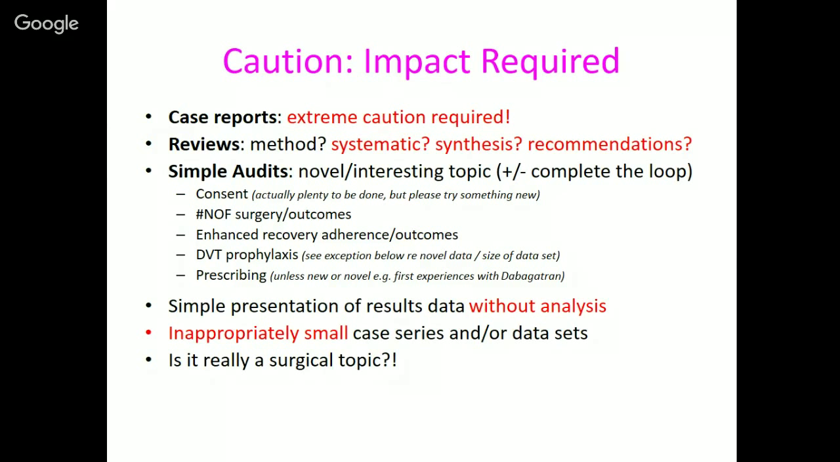A simple presentation of results without any decent analysis or interpretation of those gets rejected. An inappropriately small case series, where it just looks like people haven't managed to collect enough cases or put enough effort in to do so, is problematic. And for the surgical conferences, often people stretch things to make something a surgical topic when it isn't really.